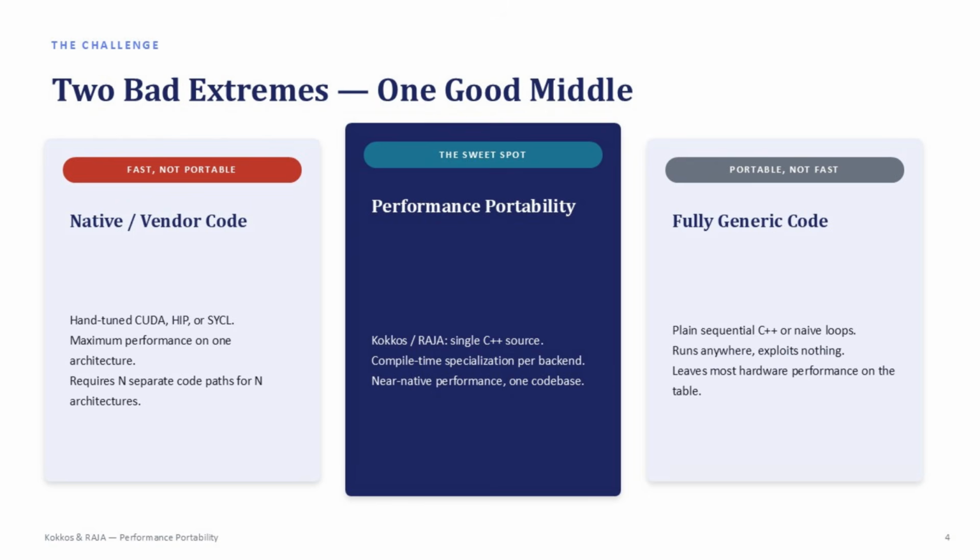There are two extreme choices. The first is to write special code for each hardware type. This can give very high performance, but we need many different versions of the same program. The second is to write very general code that can run anywhere, but then we may lose a lot of performance. Kokkos and RAJA try to give us the middle solution, good performance with one main code base.